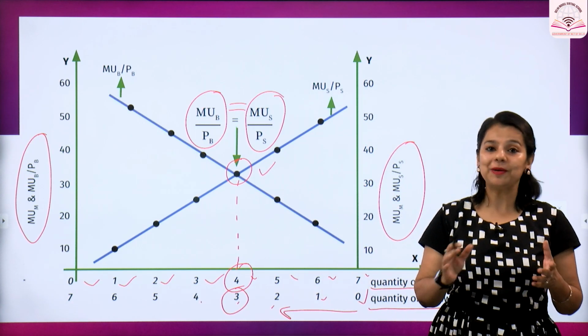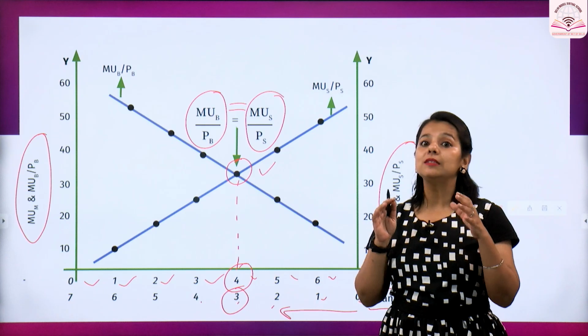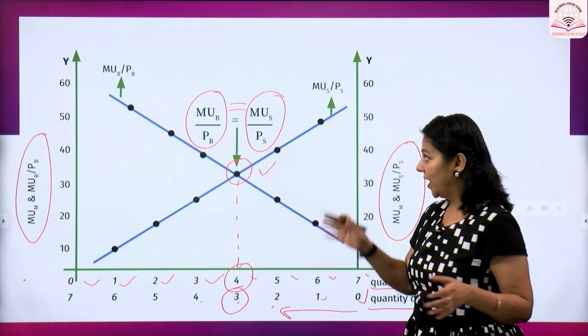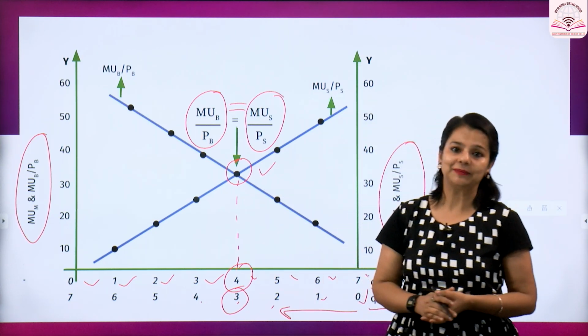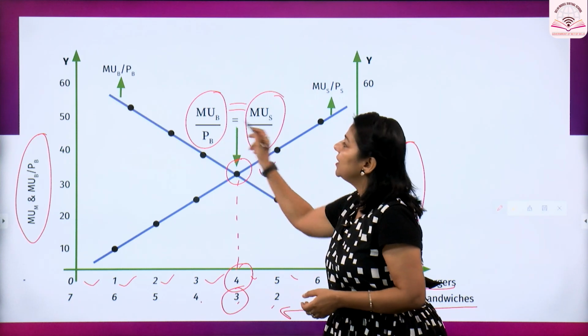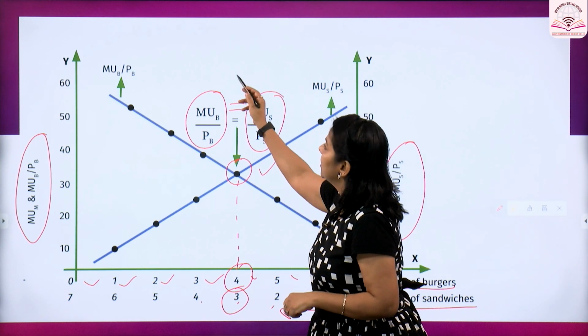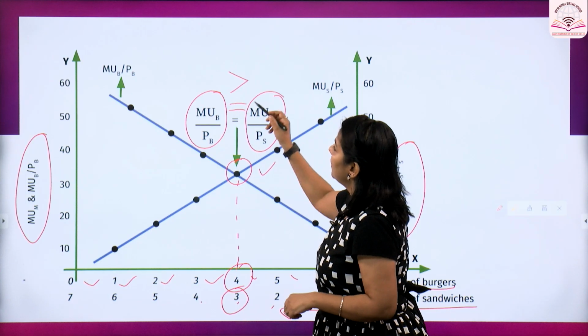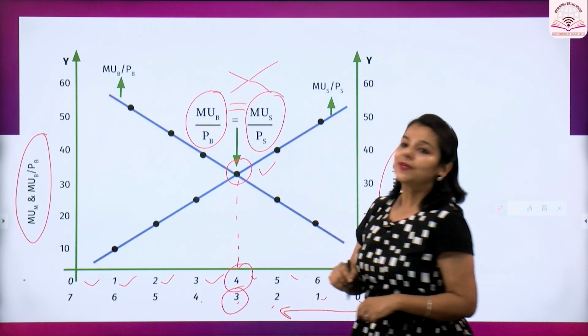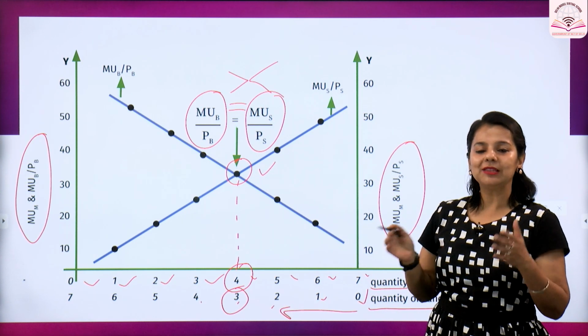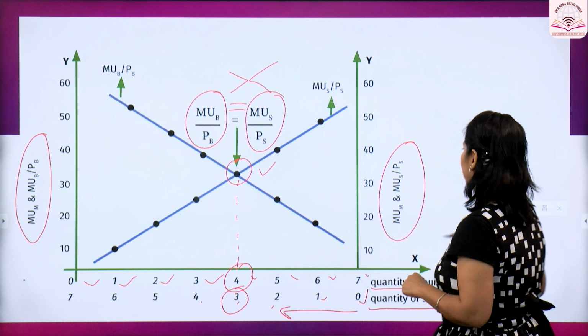we can say that consumer is in equilibrium. Now imagine if a consumer is not at equilibrium, अगर वो इस पॉइंट पे नहीं है, यानी कि अगर ये दोनों इक्वल नहीं है, तो क्या होगा? या तो मार्जिनल यूटिलिटी ऑफ बर्गर ज्यादा होगी और या कम होगी. तो आइए इन दोनों केसेस को डिटेल में समझते हैं.